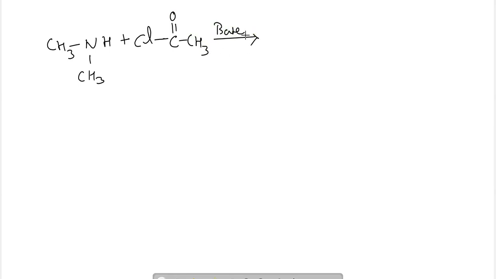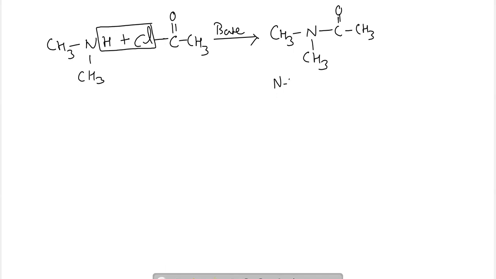One more example for acetyl chloride, where a secondary amine is reacted with acetyl chloride in the presence of base. Here the formation of HCl will take place, and N,N-diethyl ethanamide will be formed here with HCl.